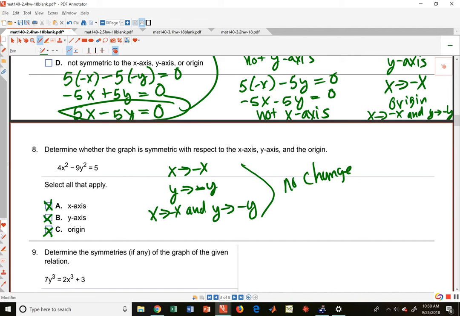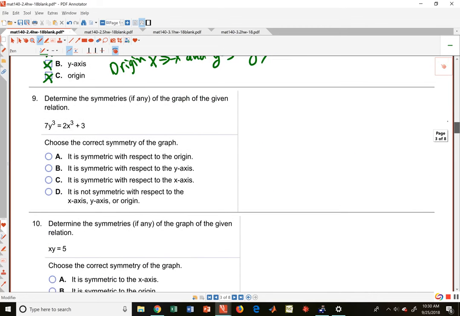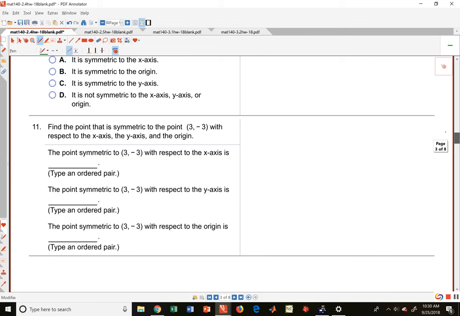So we get x-axis, we get y-axis, and we get origin as well. We get all three with this one. And it's because if you replace x with negative x or y with negative y, there is no change in it at all.